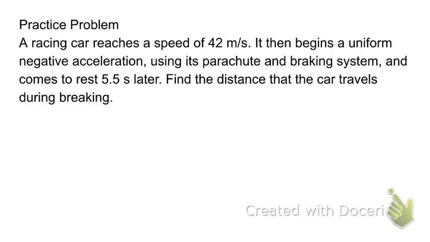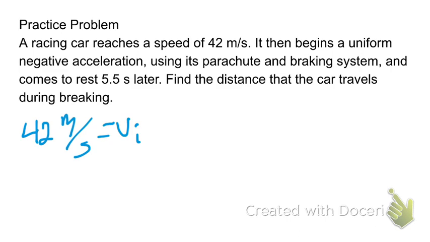A racing car reaches a speed of 42 meters per second. It then begins uniform negative acceleration using its parachute and braking system and comes to rest 5.5 seconds later. Find the distance that the car travels during the braking. So, things we know. Because we are talking about the time during which the car was braking, our initial velocity is what they started at before the braking began. So 42 meters per second is our velocity initial.